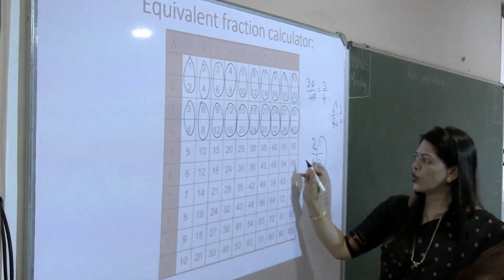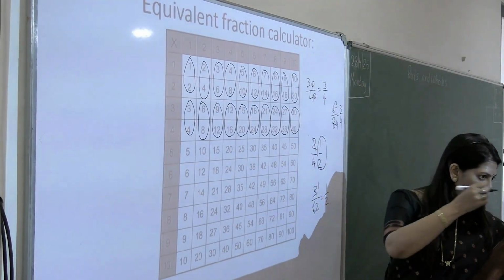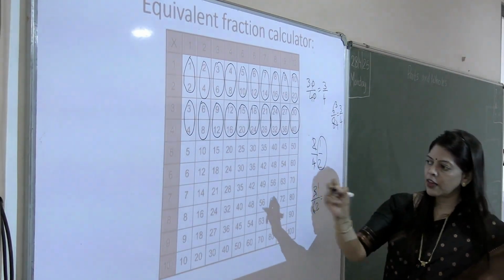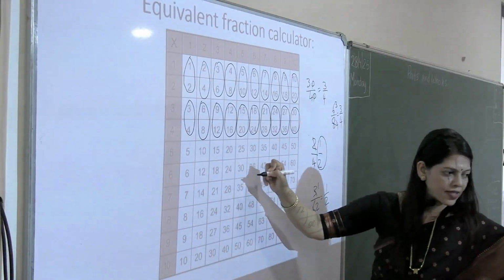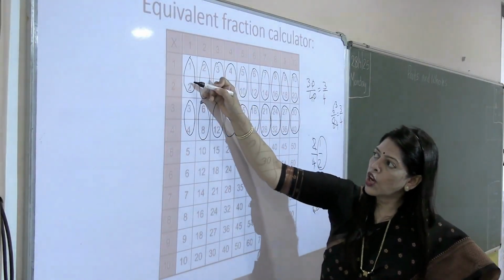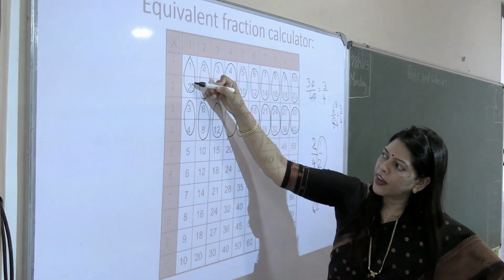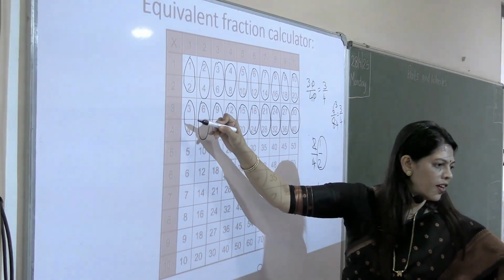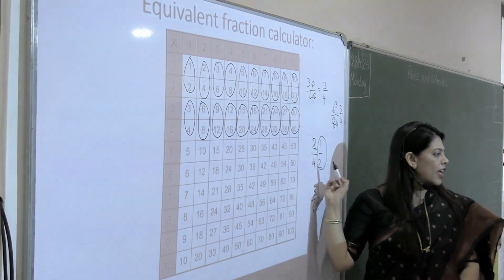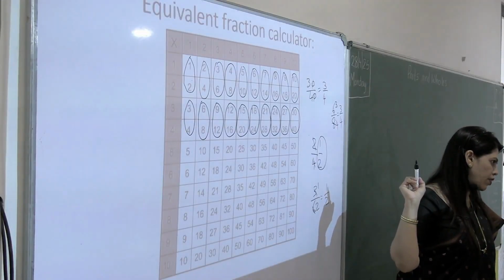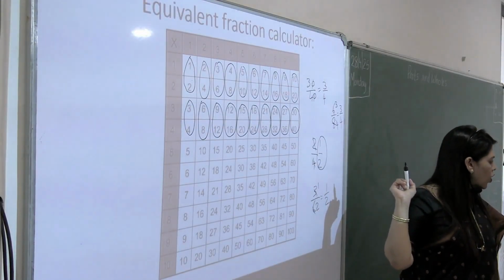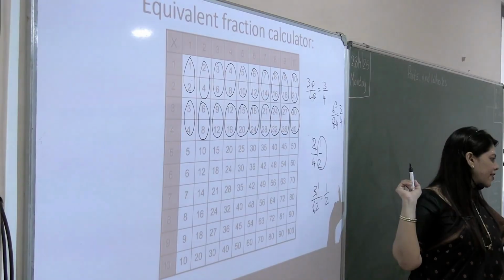So now if you want to know equivalent fractions, you have it with you, right? So you're making the calculator. So you can circle all this. Now after circling all this, you can also do 2 upon 3 here, then 4 upon 5 here, and you will get equivalent fractions there also. Got it, all of you? Did you like the equivalent fraction calculator? Yes.